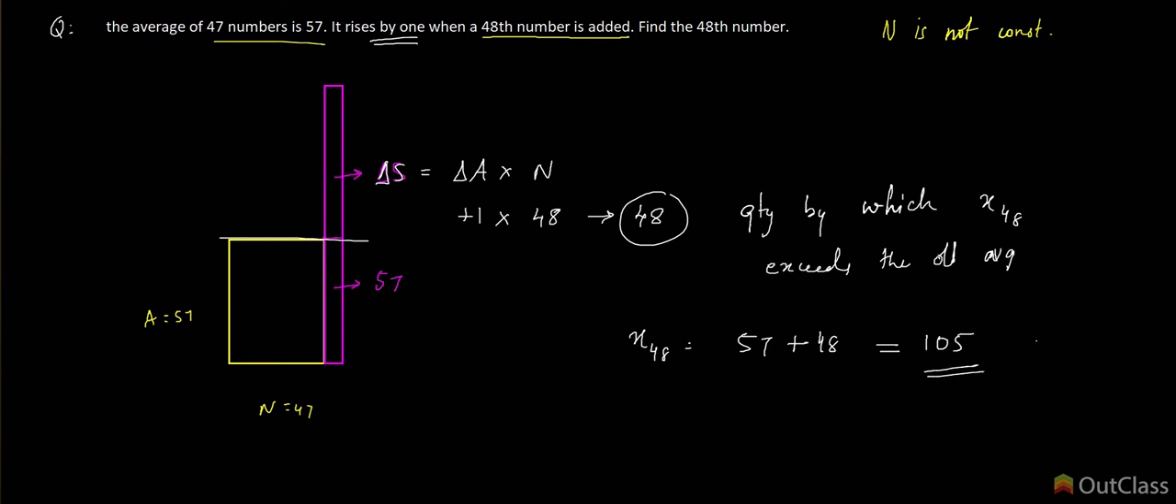So this is how you apply the idea behind the delta S equal to delta A into n principle. When n is changing, use the final value of n, and whatever you're getting is not the answer, it is the amount by which the new observation exceeds the old average. We'll look at a couple more examples.